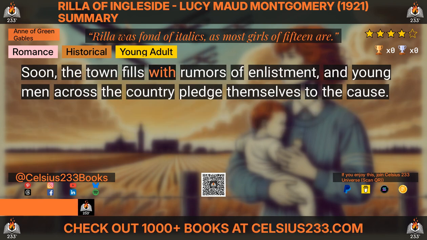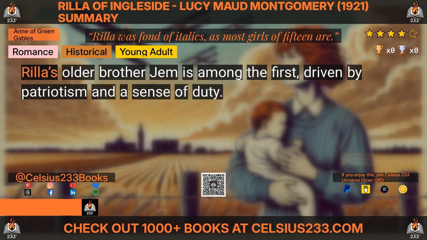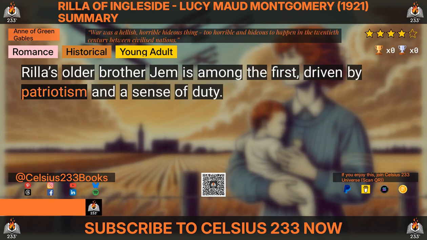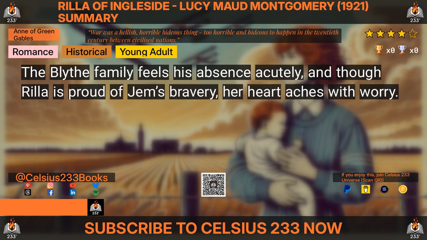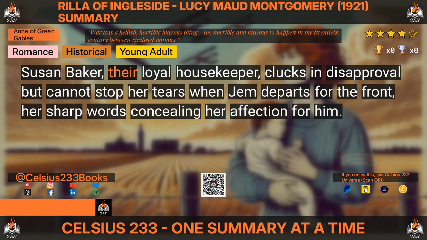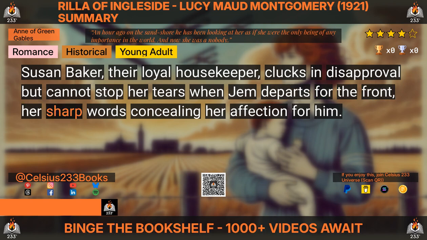Soon, the town fills with rumors of enlistment, and young men across the country pledge themselves to the cause. Rilla's older brother Jem is among the first, driven by patriotism and a sense of duty. The Blythe family feels his absence acutely, and though Rilla is proud of Jem's bravery, her heart aches with worry. Susan Baker, their loyal housekeeper, clucks in disapproval but cannot stop her tears when Jem departs for the front, her sharp words concealing her affection for him.